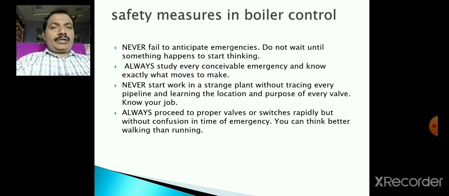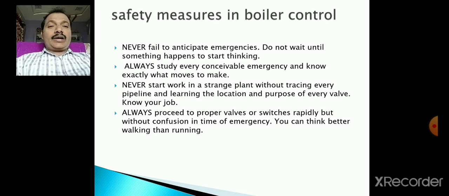You should not move here and there unknowingly. Whenever you join a plant for the first time, always observe every pipeline and every piece of equipment, where it is located, how it operates, and what the causes of danger associated with such equipment are. You have to know. Always proceed to proper valves or switches rapidly but without confusion in time of emergency. You can think better walking than running. With confusion, if you run, nothing will happen. With better understanding, even though you walk, you will achieve good results. That is the thing you have to remember.